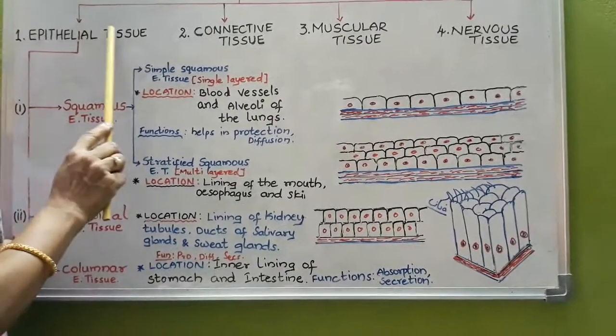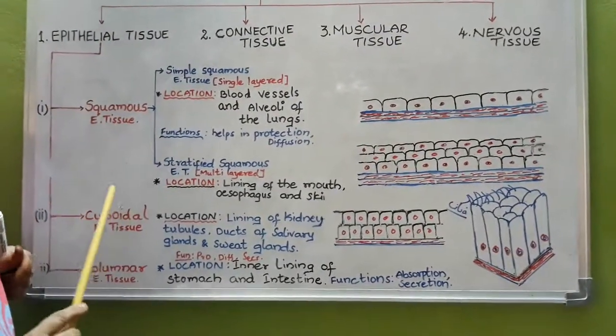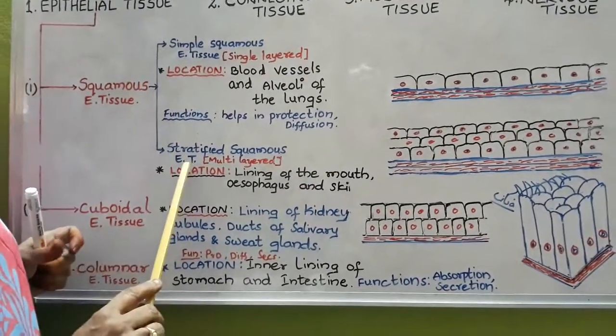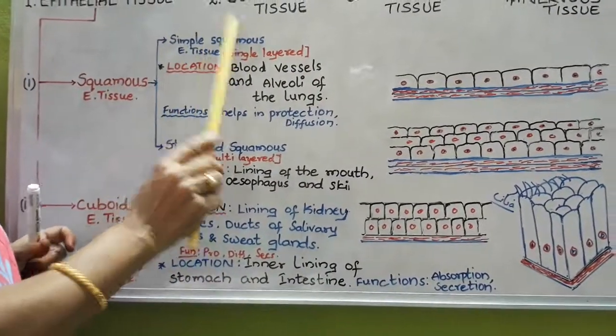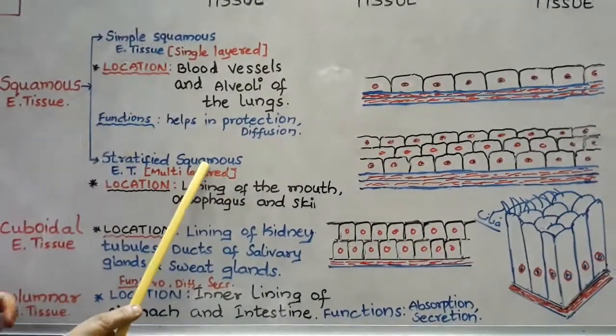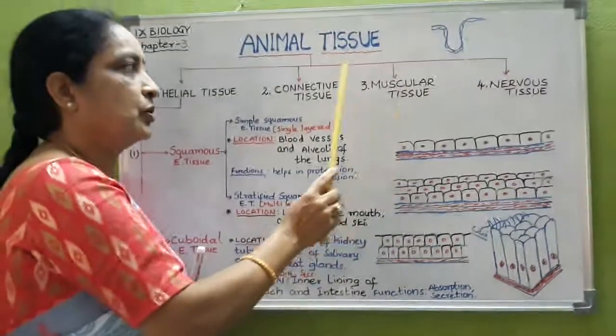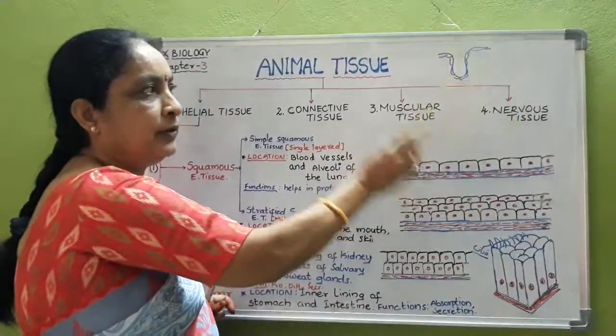And epithelial tissue has squamous tissue, cuboidal tissue and columnar tissue. Again, according to the layers, they are simple squamous tissue and stratified squamous tissue. Later on, in the next video, we will go through these tissues: connective tissue, muscular tissue and nervous tissue.